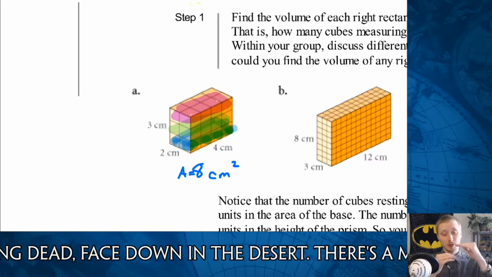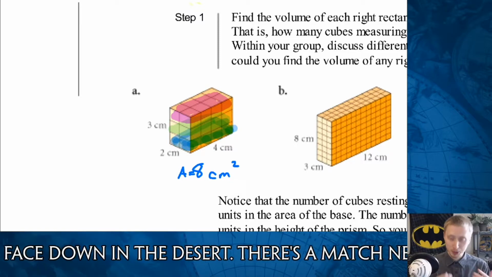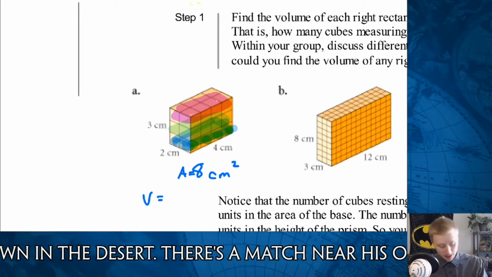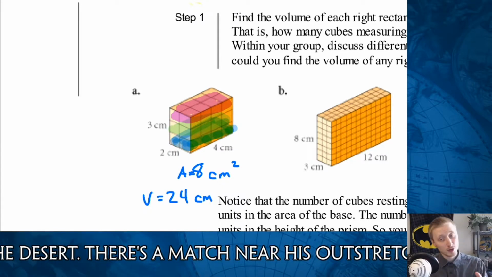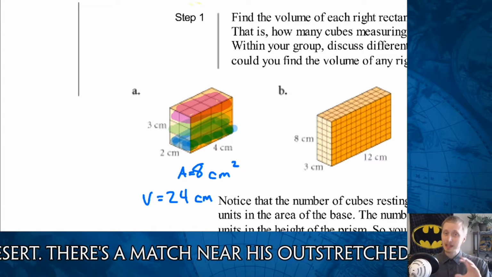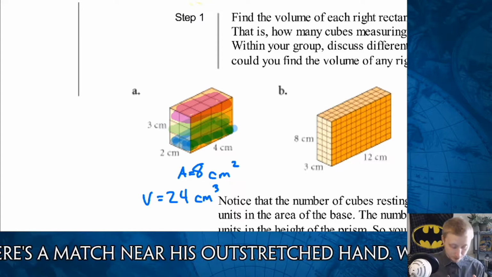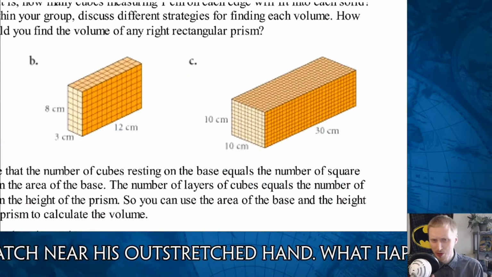But now we have 3 stacks of 8. So we're going to multiply yet again to get the volume. 3 times 8 gives us 24. Carry the units over. I now multiplied centimeters squared times another centimeters, so that gets centimeters cubed. And you can do the same thing for larger and bigger. There's just more squares involved.